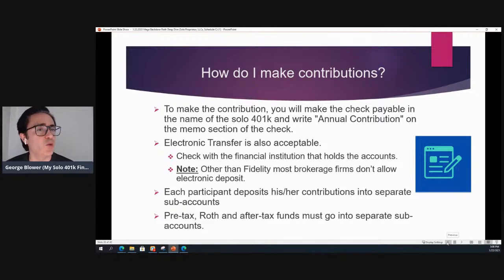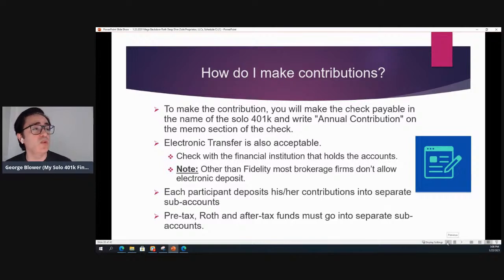How do I make contributions? So now we're going to turn to the mechanics of making contributions and converting and reporting the converted amounts. So you've got different options. You could simply write a check payable to the name of the plan and write annual contribution in the memo section of the check and deposit it into the applicable account, right? The pre-tax, Roth, or after-tax account.